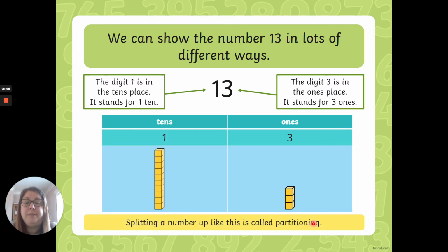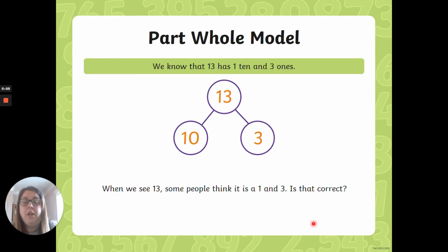And today we're going to be splitting up those numbers, and that's called partitioning. So we're pulling that number apart, and we're going to be looking at that in our pothole model. So here's our pothole model. So we know that 13 has 1 ten and 3 ones.